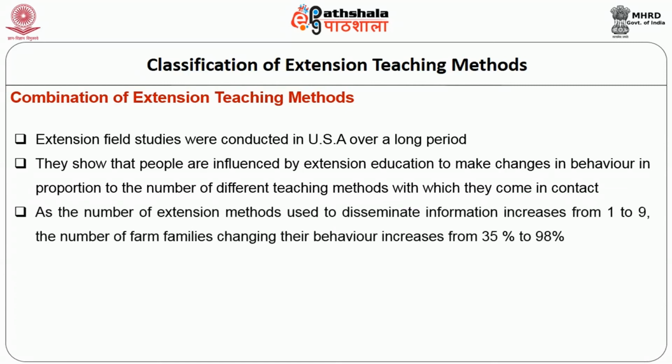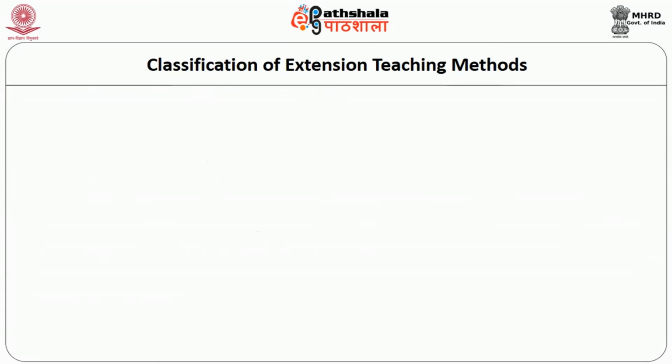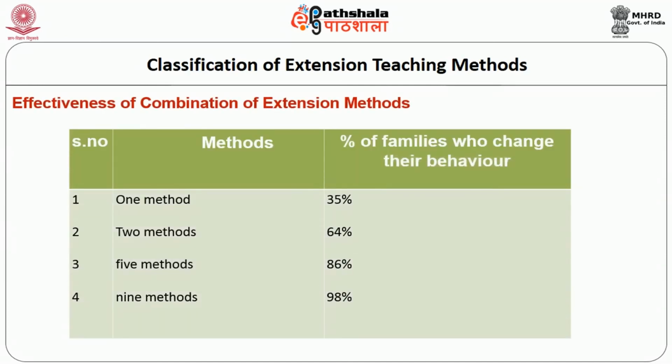As the number of extension teaching methods used to disseminate information increases from 1 to 9, the number of farm families changing their behavior increases from 3.5% to 98%. Therefore, if widespread response is desired, people must be exposed to teaching methods in several different ways. The table below shows the percentage of change in behavior when a combination of methods is used. When one extension teaching method is used, there was a change among 3.5% of the people. Two methods use 64%, 5 methods use 86%, and 9 methods use 98%.